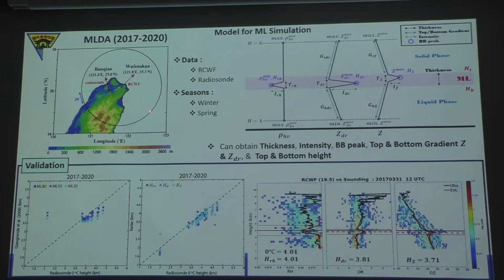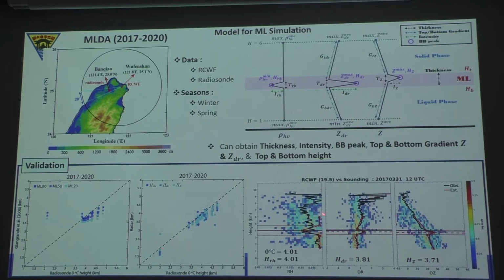We can apply this model to different variables, so we can have different characteristics from different polarimetric variables. This is our very preliminary study, where we try to evaluate our algorithm against the sounding data. This is the sounding data from 2017 to 2020. You can see the algorithm detects the bright band between 3 to 5 kilometers, and the lowest one is around 2 kilometers actually. It shows very good consistency with the sounding data.